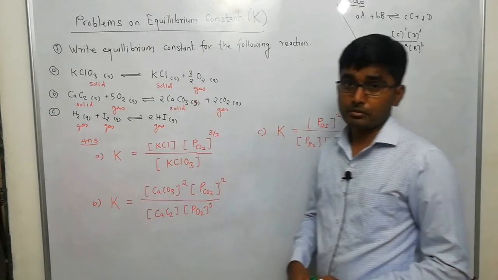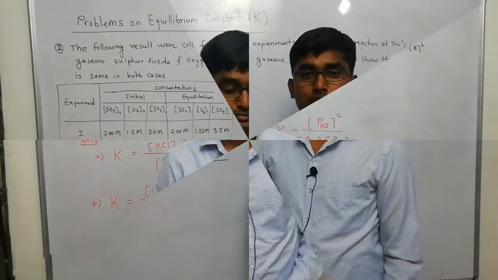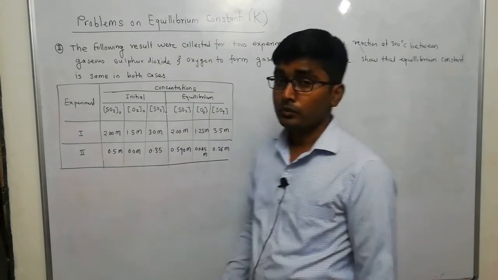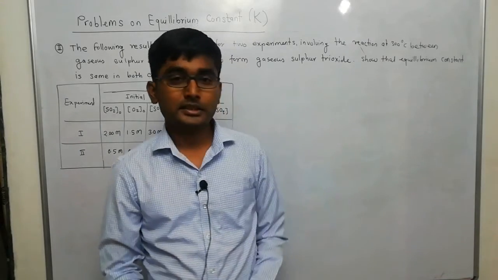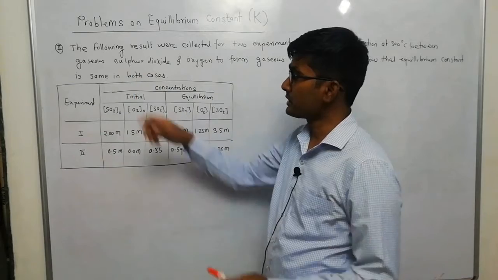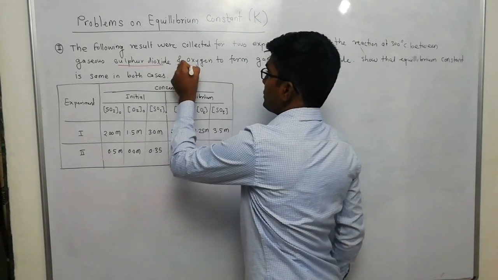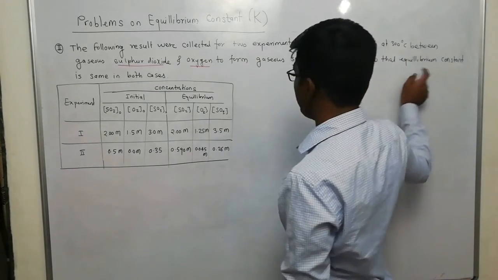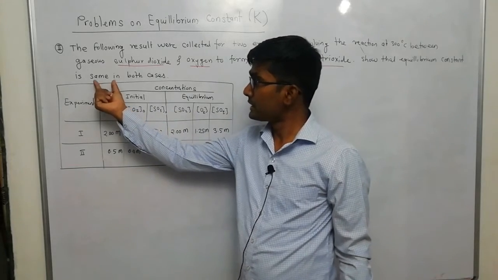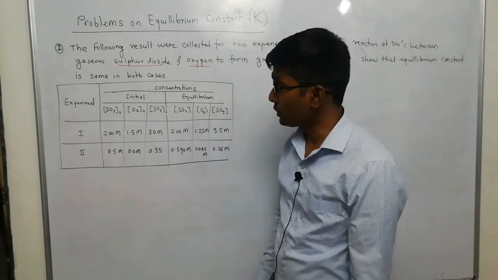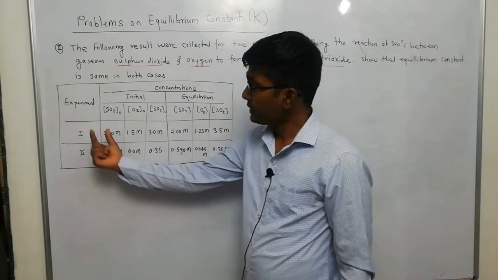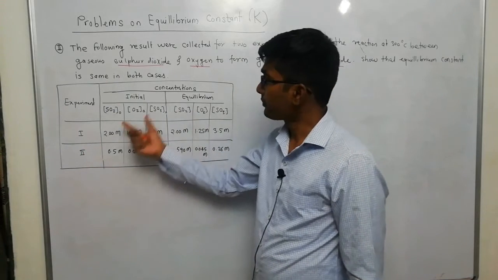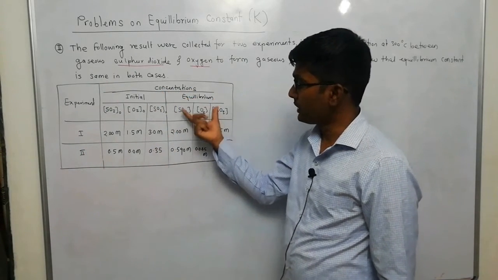Now let us see the second problem of today's session. The following results were collected from two experiments involving the reaction at 300 degrees Celsius between gaseous sulfur dioxide and oxygen to form gaseous sulfur trioxide. Show that the equilibrium constant in both cases is the same. Okay, now how to solve this problem? This is the given condition. There are two sets of experiments, the first set and the second set, with initial concentration and final concentration.